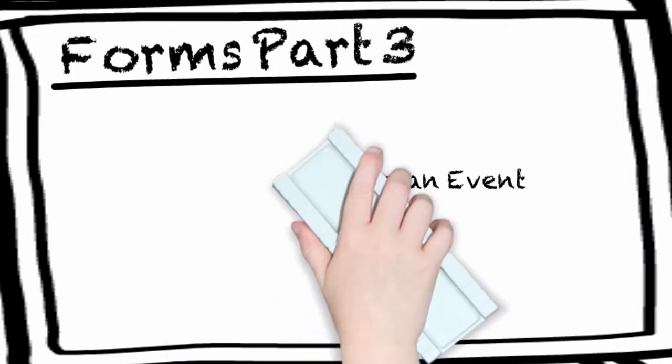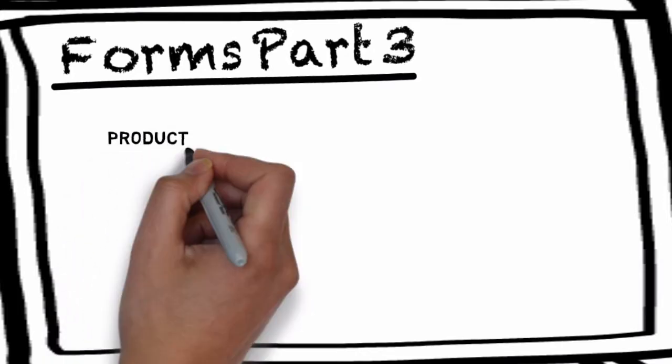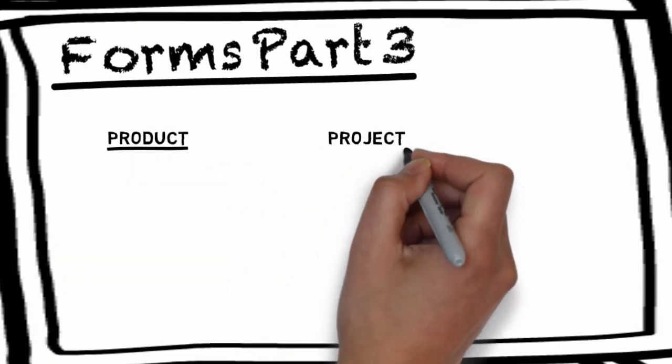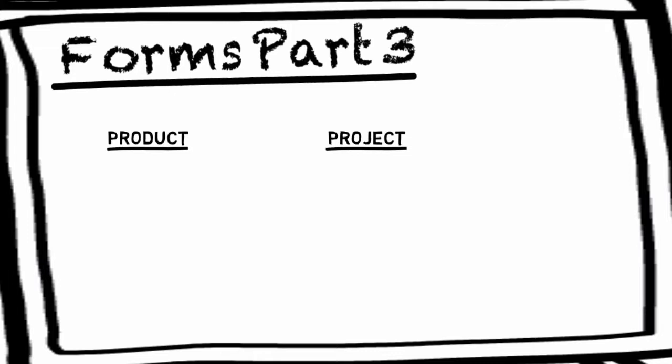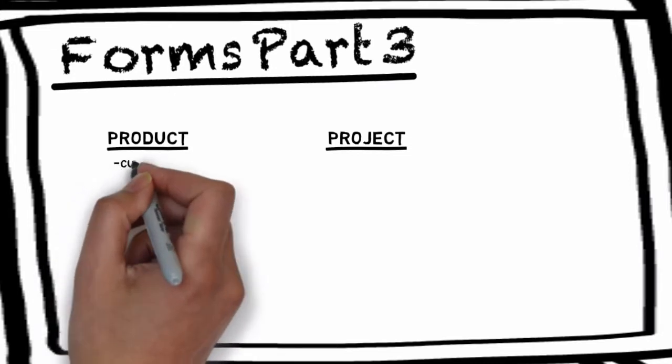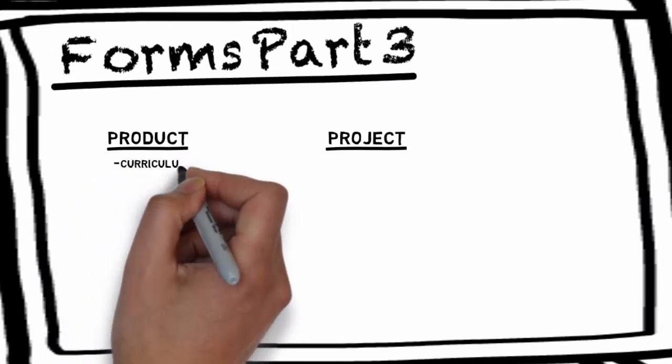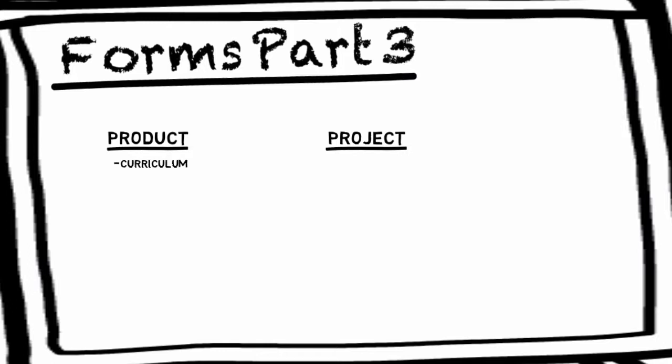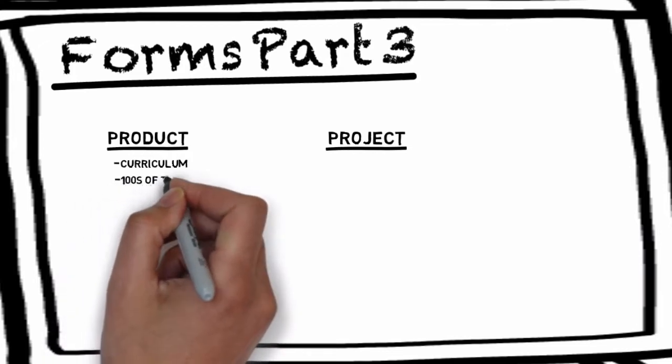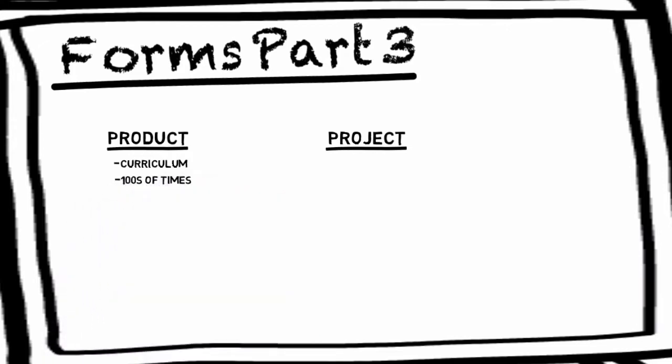First, let's illustrate the difference between a product and a project. A product is the actual curriculum and structure of the class. For example, an aspect of the product is having a grading session on the last day. This will happen in every instance that you teach this course. A product can happen hundreds of times because it's a course schedule.